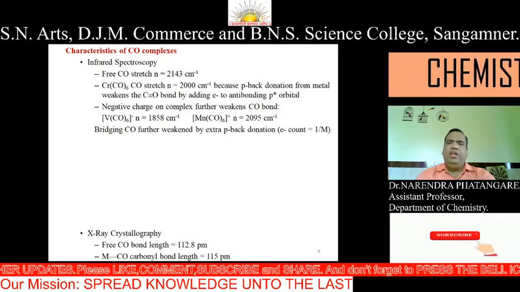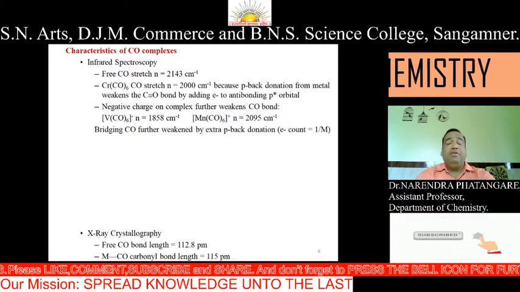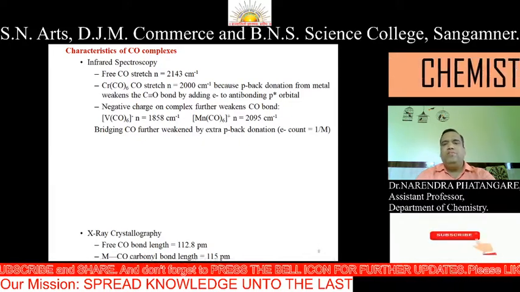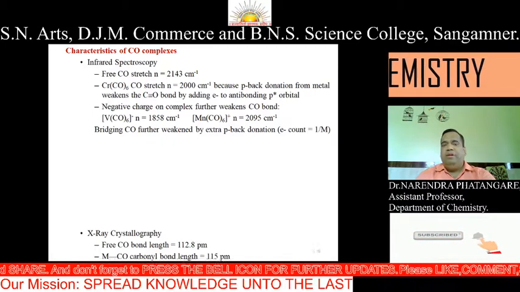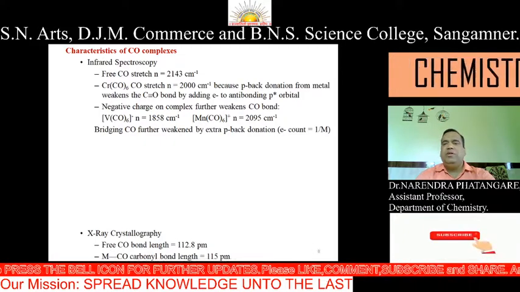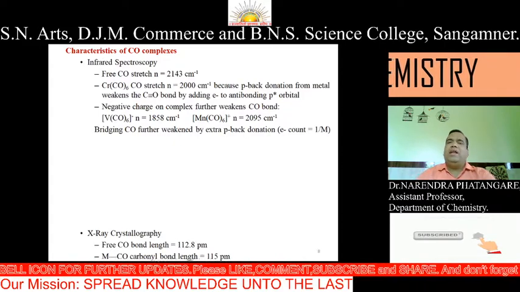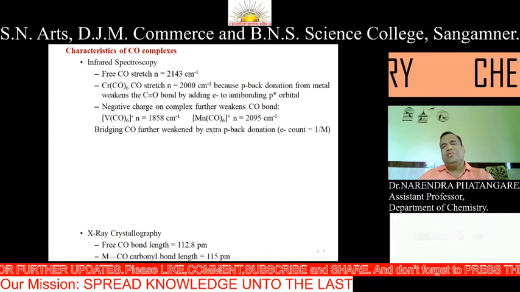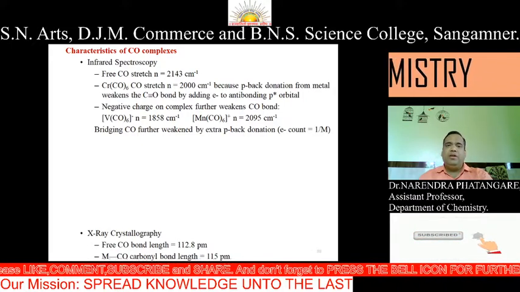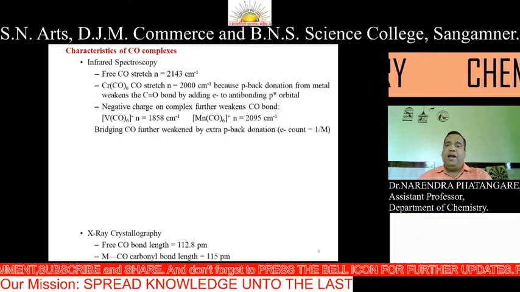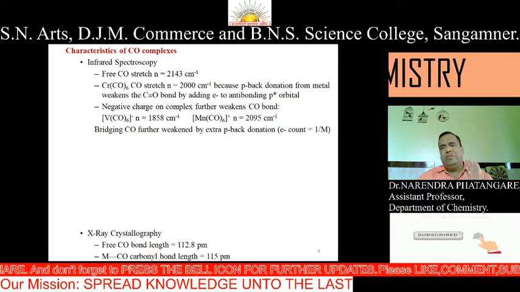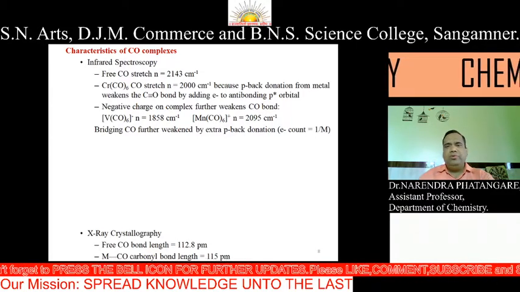Whenever CO is at a terminal position, free carbonyl stretching shows a significant peak at 2143 per centimeter. For example, I have taken Cr(CO)6, where the CO stretching is at 2000 per centimeter because it is slightly reduced. The standard value is 2143, but in Cr(CO)6 it is found at 2000 per centimeter because pi back donation from the metal weakens the CO bond by adding electrons to the antibonding pi orbital. Because of that, it is reduced by about 100 and has come down to 2000.